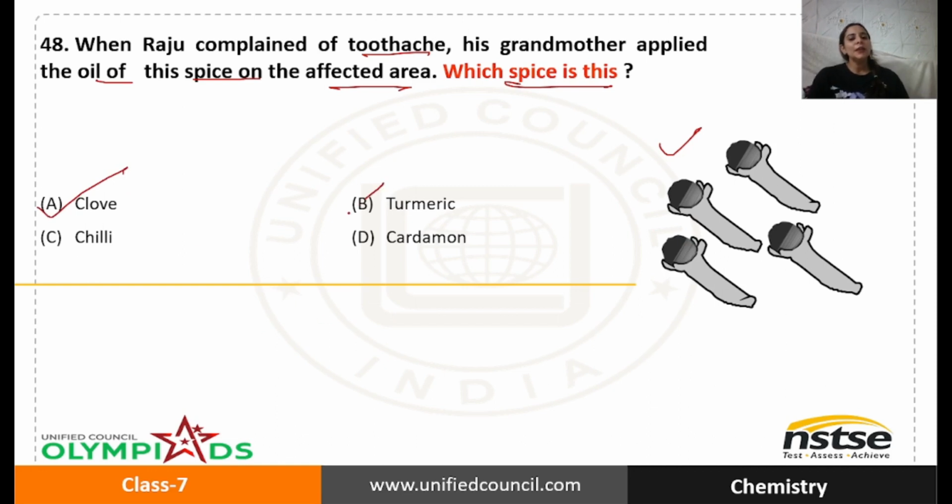You all know turmeric is haldi, so no to this. Chili is mirch, no to this. And cardamom is elaichi, so no to this. So which one is the correct answer? It is option A.